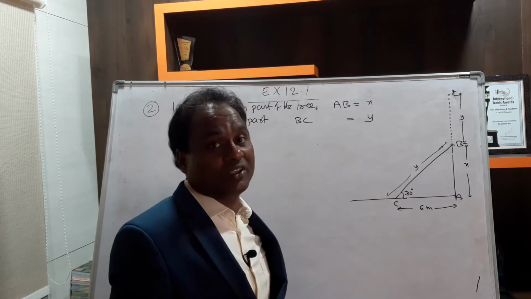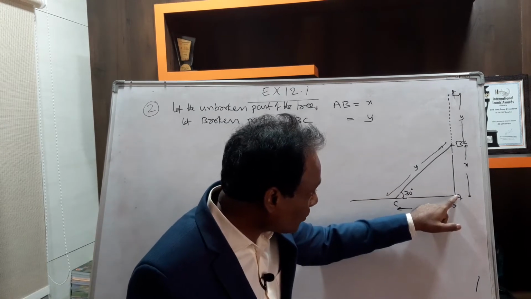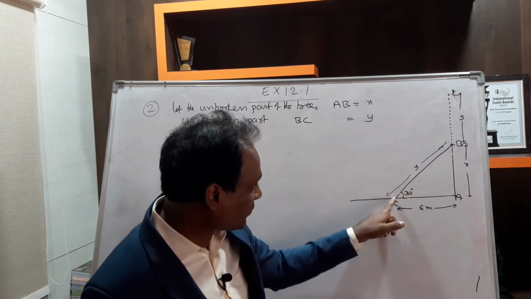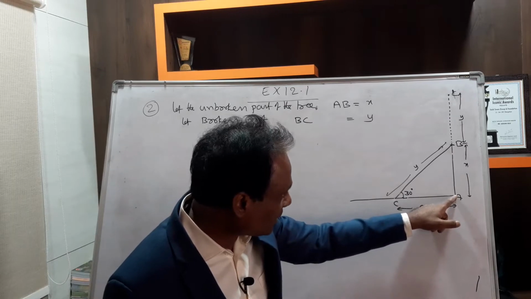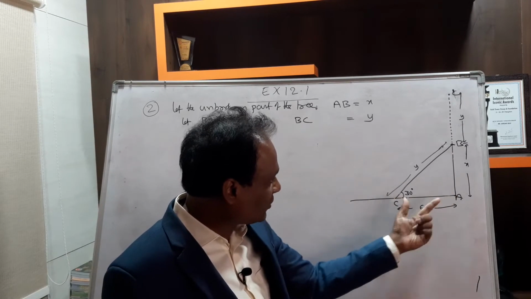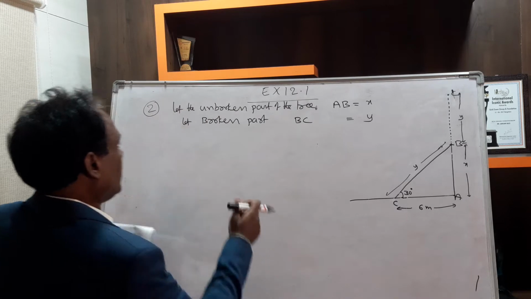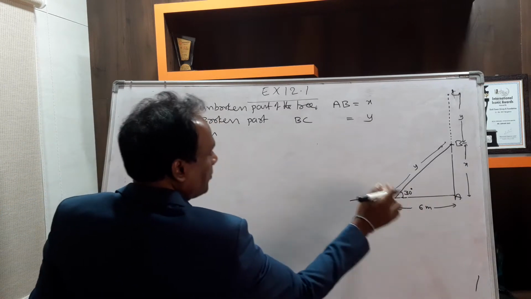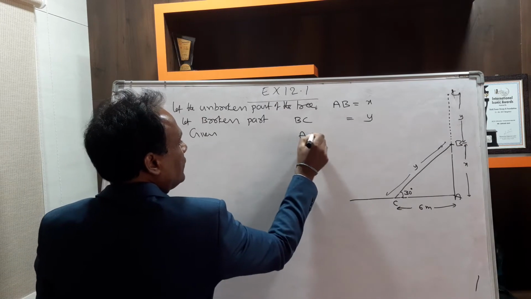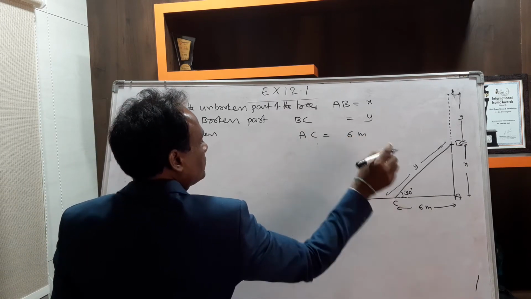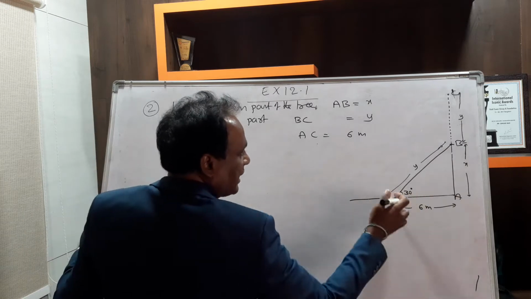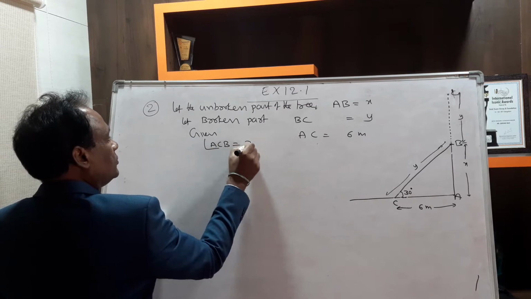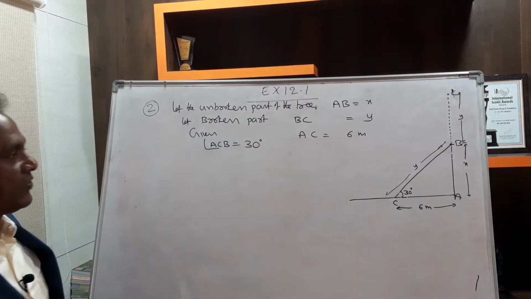And one more value is given. The distance between the foot of the tree and the top of the tree. Top of the tree falls on the ground. This is the top of the tree. Foot of the tree is here. Top of the tree is here. The distance is given as 6 meters. Given distance between foot of the tree and top of the tree. You can write the total here. AC is 6 meters. And this angle is given. Angle ACB is equal to 30 degrees. That's all. This is the diagram.